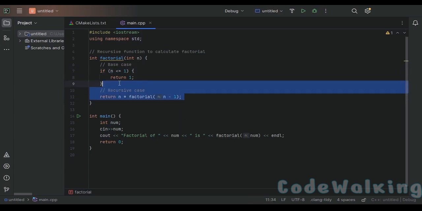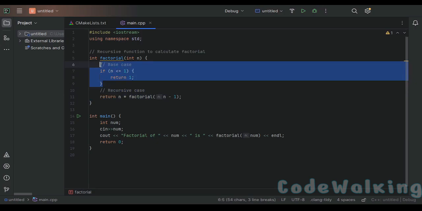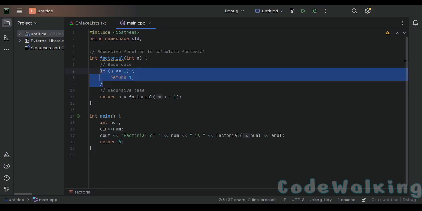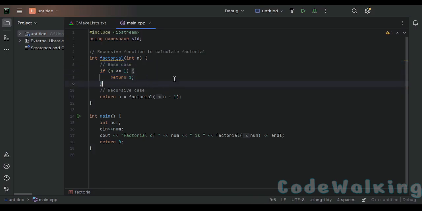So this is the recursive case. This is going to keep on going. This is the base case. This is going to check whether the condition is true or not. Basically it's going to go from n down to 1, multiplying along the way, and then it will stop at 1.